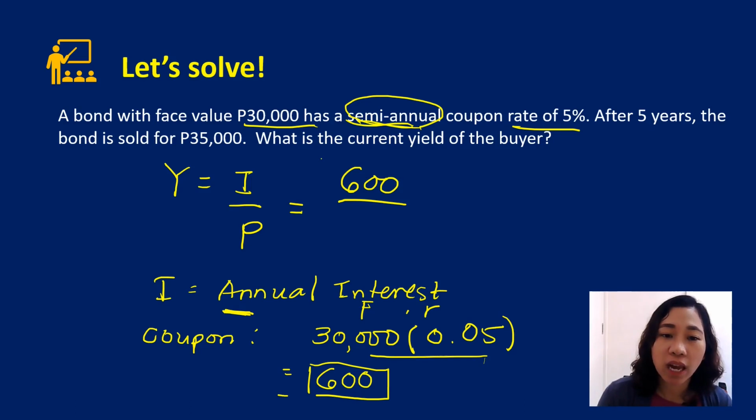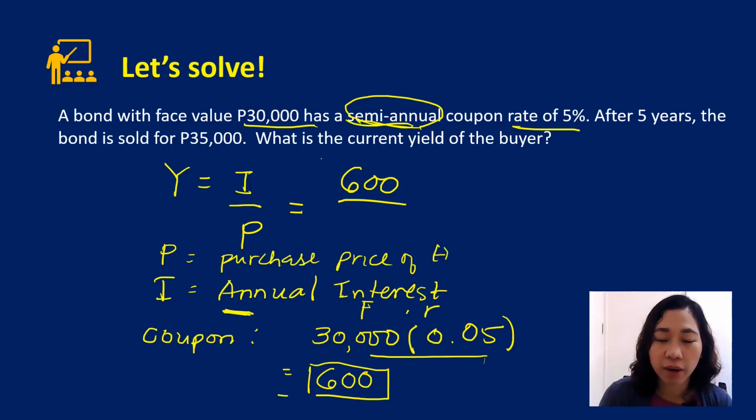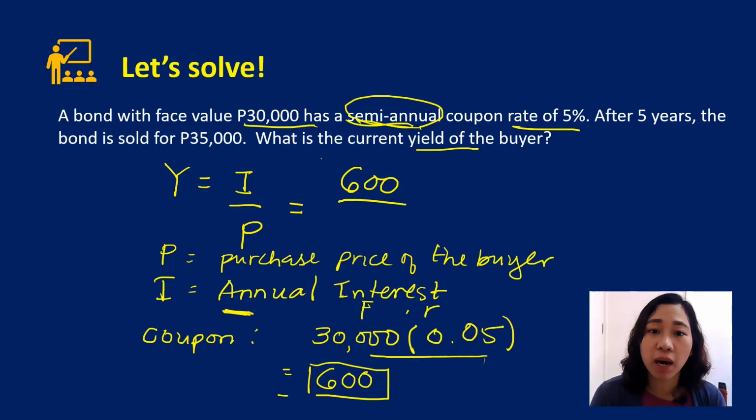But what is our P, class? This is the purchase price of the buyer. What is our P, class? In this case, purchase price of the buyer. And since we are asked the current yield of the buyer, will the buyer buy the bond at how much? Is it 30,000 or 35,000? The answer is 35,000, correct?